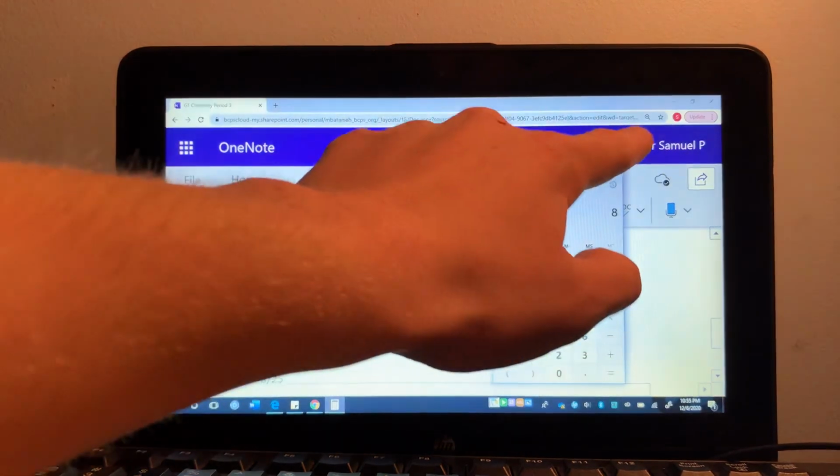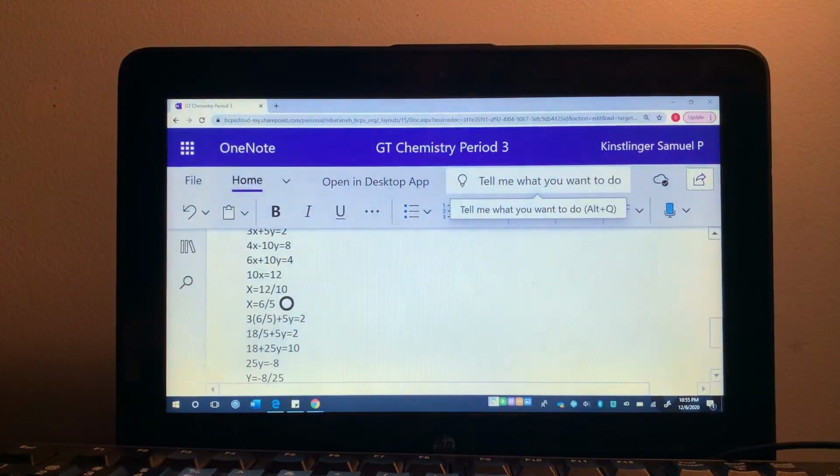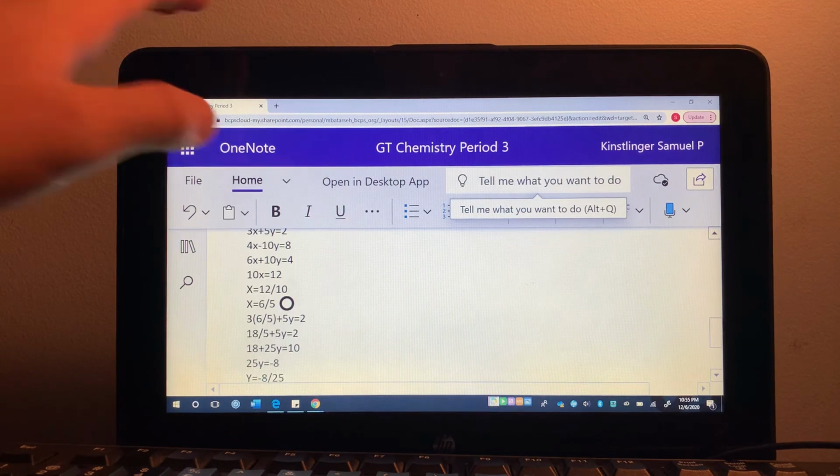So yeah, that's how you solve systems of equations, through elimination, where you cancel them out, or substitution, when you substitute a variable in for an equation in terms of the other variable.